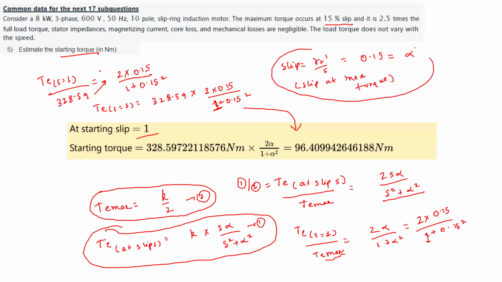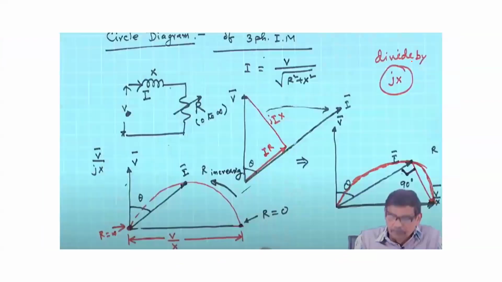No, this is not the starting slip. This is R2 dash by X2 dash, because this is the maximum torque slip. So we know that the maximum torque slip is given, and that we have seen is also equal to alpha in the question, in the starting when we were deriving, right?